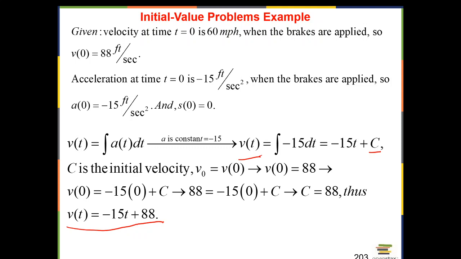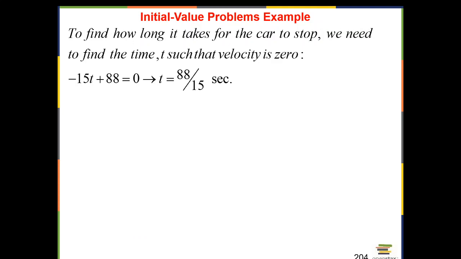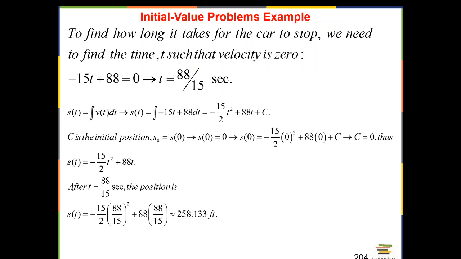To find how long it takes for the car to stop, we need to find the time t such that velocity is 0. So if I set the velocity equal to 0, t equals 88 over 15 seconds. And during that time that the car takes to stop, how far does the car go? Well, s of t is the integral of v of t.